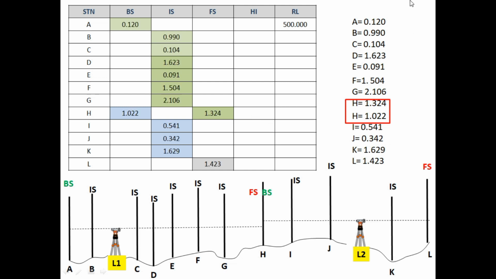Now let us see how the readings are entered. At A, this is backside, so it is entered into backside. Then B, C, D, E, F, G, see here, are entered into this, and then foresight. Similarly, the backside 1.022 is the second set. Look at this, 1.2 to 1.34, 1, 2, 3, 4, 5, A, B, C, D, E, F, G, H, up to H. At H there is another backside reading, and it is done like this.